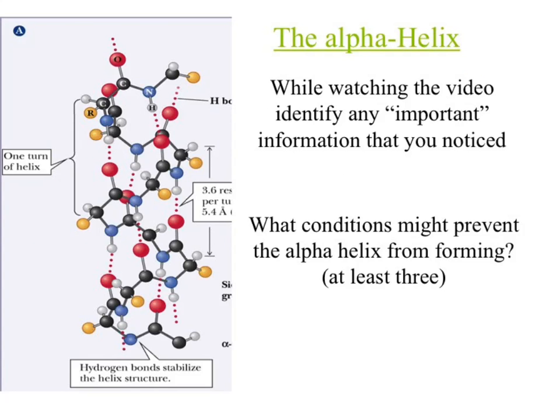So, what conditions might prevent our alpha helix from forming? Interesting idea. The lack of hydrogen bonding. Are we going to have a lack of hydrogen bonding through the backbone? No, it doesn't matter what amino acid we have, we're still going to have a nitrogen and a carbonyl.